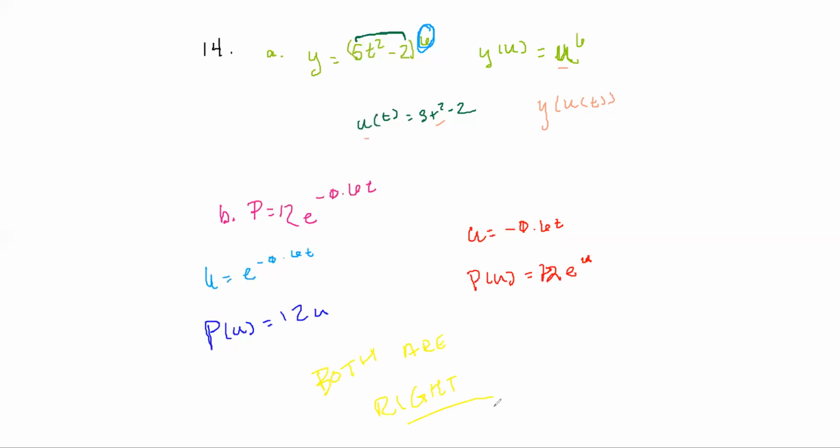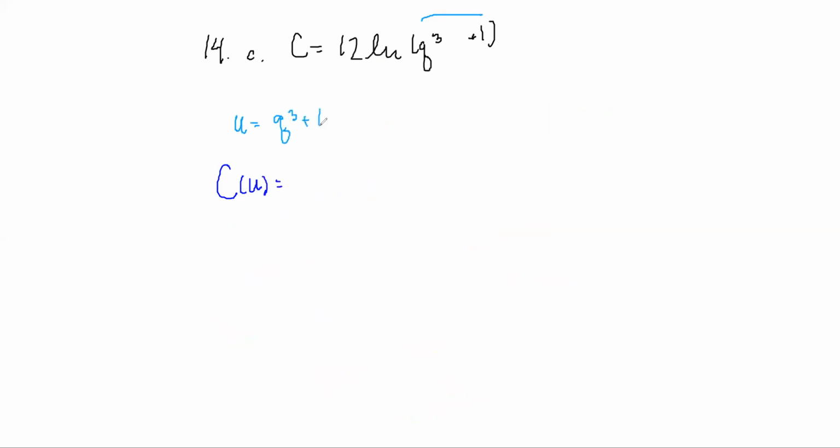All right. For 14, we also have part C. And that is going to be C is equal to 12 ln q cubed plus 1. So, what is going to be my internal function? What is my u? And then I'm going to need to find C. Again, I would pull this stuff out of the internal. Yep, I would do exactly that. I would pull this internal stuff out, and I would say that is u. And then this is 12 ln u. So yeah, all right.